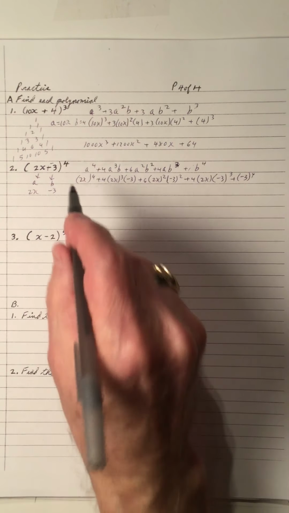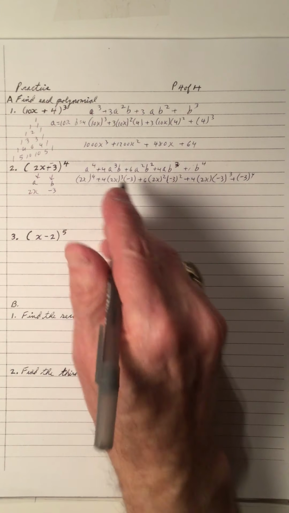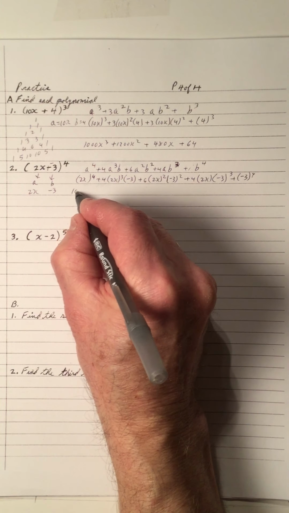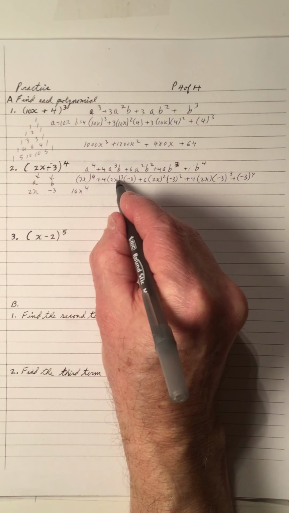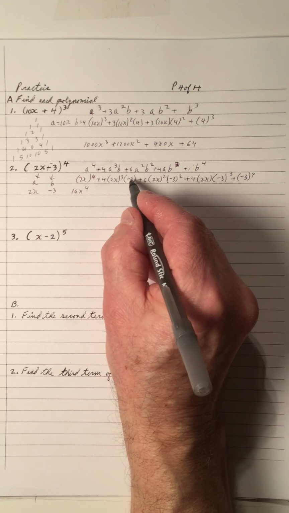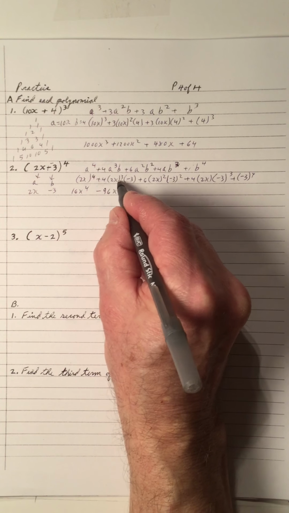So it just takes time, but I'm working it out because I'm doing the video and I don't want the video to go too long. But you can go back and work these out. 2 to the fourth is 16x to the 4. That's an 8. 8 times 12 is 96. That's a negative 96 if you work it out. And that's an x cubed.